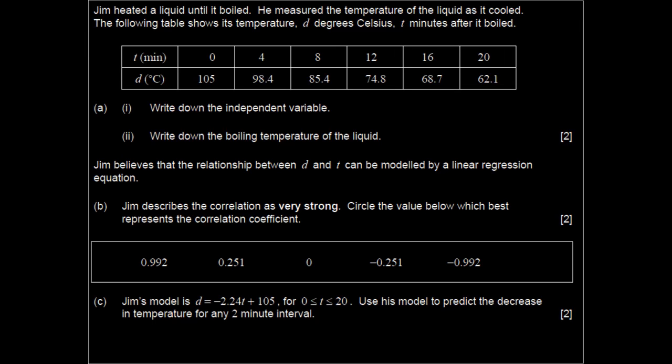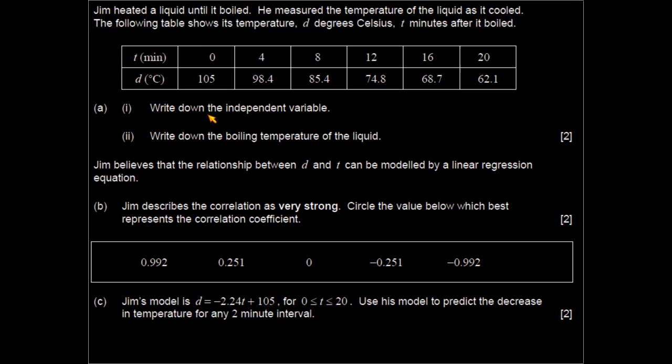This question here says Jim heated a liquid until it boiled. He measured the temperature of the liquid as it cooled. The following table shows its temperature D degrees Celsius T minutes after it boiled. So we start off here at 0 minutes and the temperature is 105. After 4 minutes it's 98.4, after 8 minutes it's 85.4, and so on.